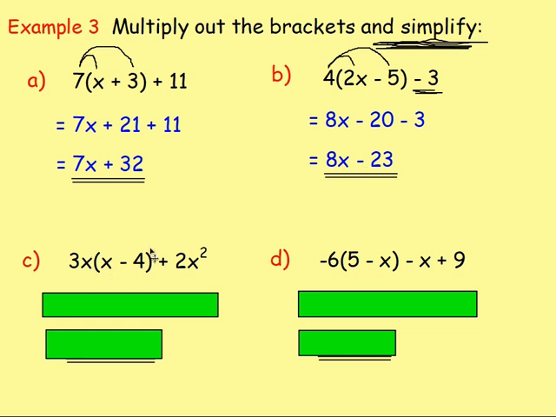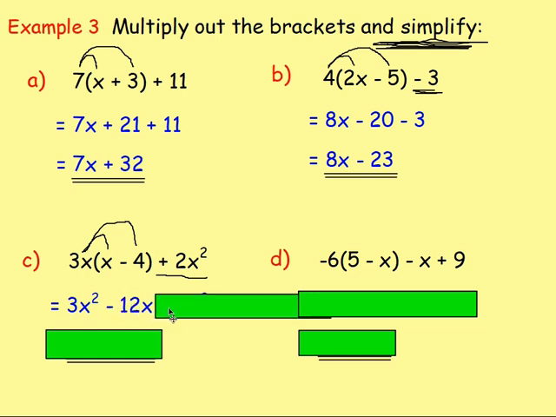Next one. 3x times the bracket x, take away 4, and then plus 2x squared. Once again, we've got brackets. Let's multiply the brackets first. So we would have the 3x times the x, and then 3x times the negative 4, and plus 2x squared would just stay as it is because it's not in the brackets. So 3x times x gives you 3x squared. 3x times negative 4 gives you negative 12x. And the plus 2x squared stays as plus 2x squared because it's not in the brackets.